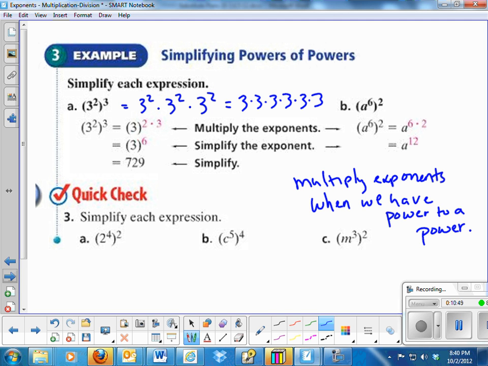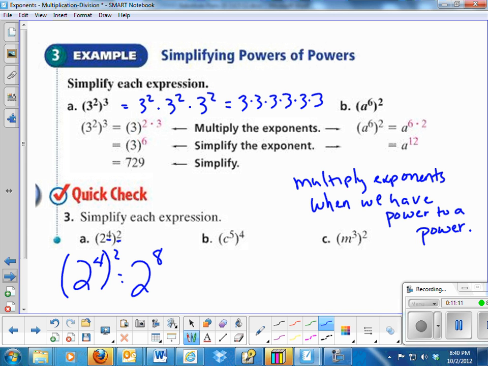Pretty exciting stuff here. So let's look at this first example. If I'm going to simplify this, I've got a 2 to the 4th power squared. So I've got a power to a power here, don't I? Let me write it bigger for those of you in the back of the room. This is the value I have. And we said, okay, if I've got a power raised to a power, I can just multiply those exponents. So I have 2 to the 8th power.